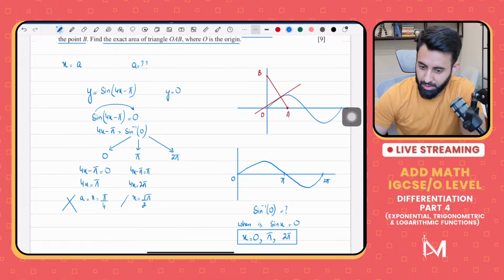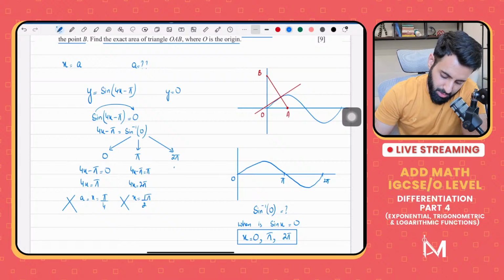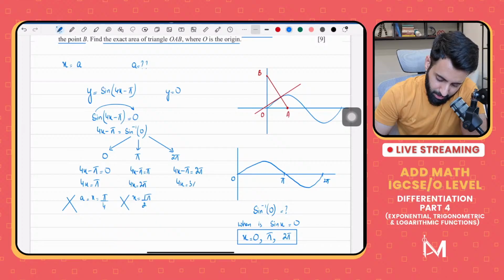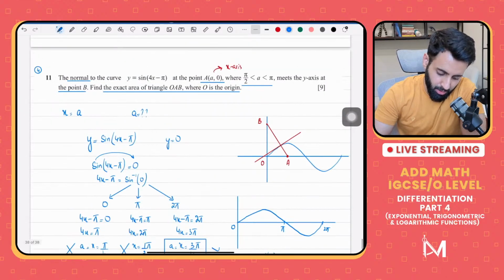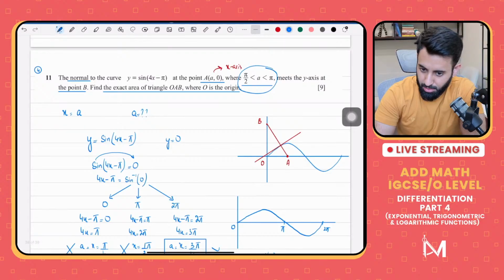Is this inside the range? No, it's not. This is also outside the range. So that means the only possible solution that we're likely to get is from 2 pi. So 4x is equal to 3 pi, x is equal to 3 upon 4 pi, and this is the appropriate value of a. Why? Because this is the value of a which falls inside this range.